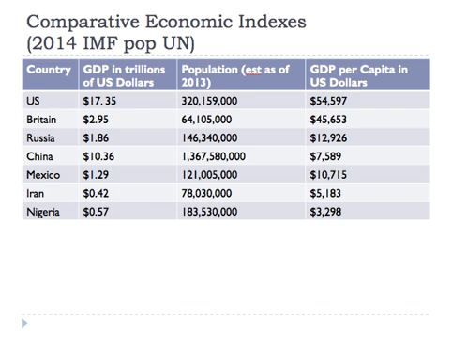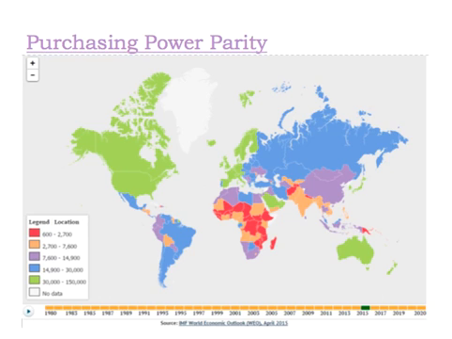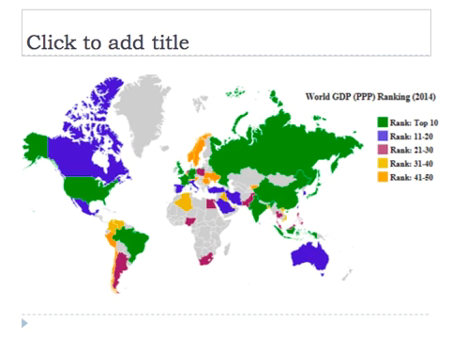Some comparative economic indexes here in 2014. You're looking at the 6 AP comparative countries and the United States: GDP in trillions of US dollars, population, and then GDP per capita in US dollars. Quick map of purchasing power parity. World GDP, the rankings.